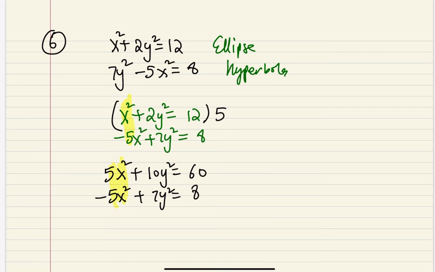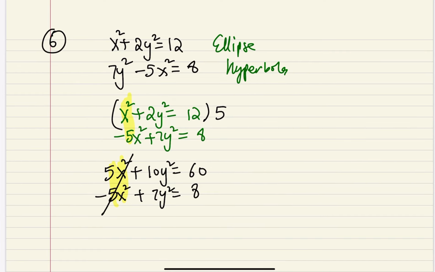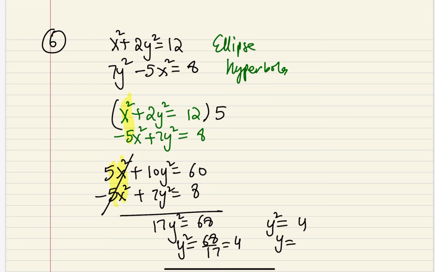Substitution would work out as well, but it's going to be much more tedious and I might have square roots and fractions. So elimination is a lot easier in this case. Now I'm going to go ahead and add the two equations. 17y squared equals 68. Y squared equals 68 divided by 17, which is 4. So y squared is 4, gives me y equals plus or minus 2.